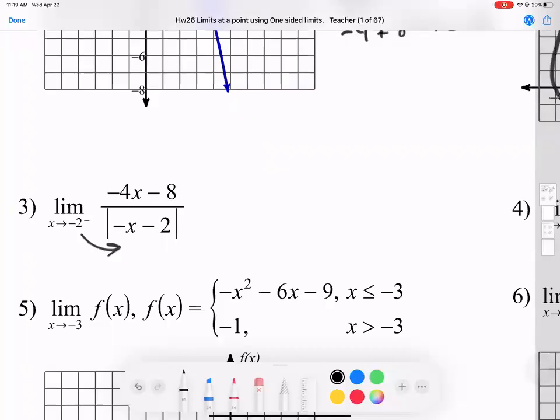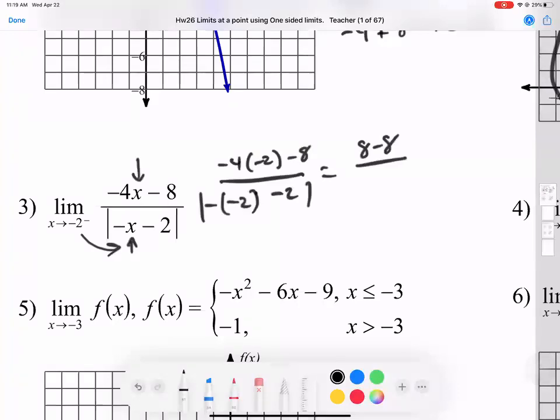So if I just plugged in negative 2, if I plug in negative 2 here and plug in negative 2 here, we'll see something kind of funny happen. So negative 4 times negative 2 minus 8 over negative 2, negative of negative 2 minus 2, absolute value. This becomes positive 8 minus 8 over 2 minus 2, which is 0 over 0. And this is what we call indeterminate. And indeterminate means we were not able to determine it. Duh. We're not able to determine it.